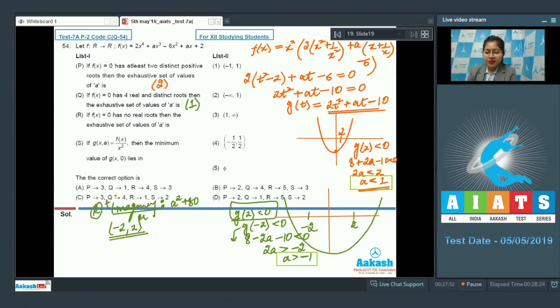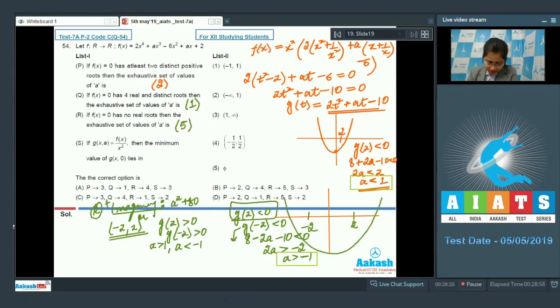Now, another requirement is that both roots should be between -2 and 2. For that, g(2) should be greater than 0 and g(-2) should also be greater than 0. But that will give me a > 1 and a < -1. So from here also we don't get any interval of a, which means that a belongs to phi. So option number 5 matches with it.